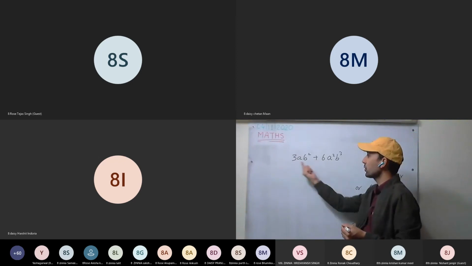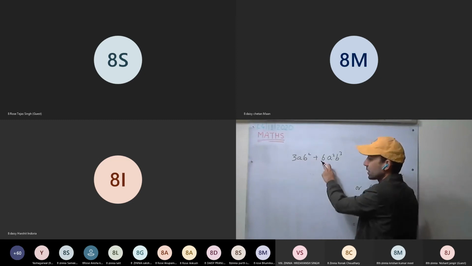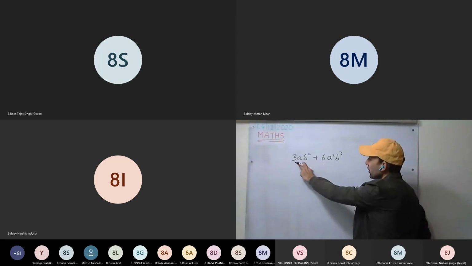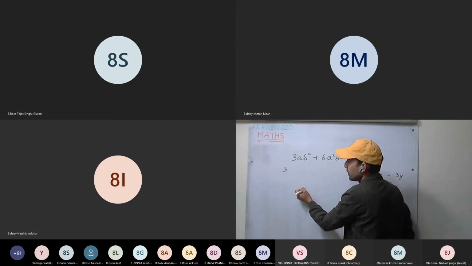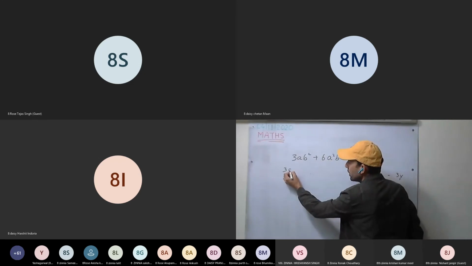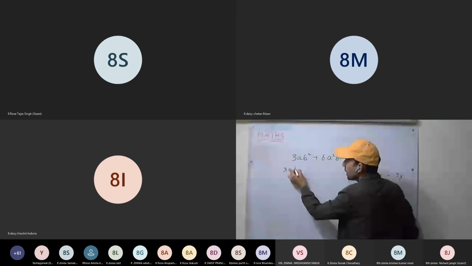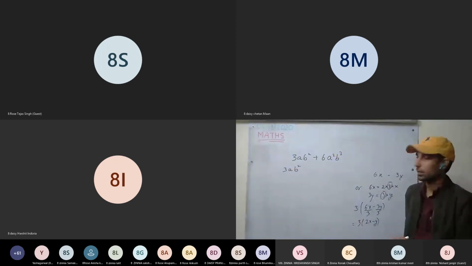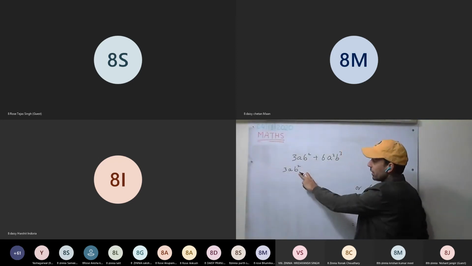So first, finding the constant. What is the highest common factor of 3 and 6? 3. What is the highest common factor of a and a square? a. And for b square and b cube, it will be b square. This is clear? So in both the terms, this will be the highest common factor.